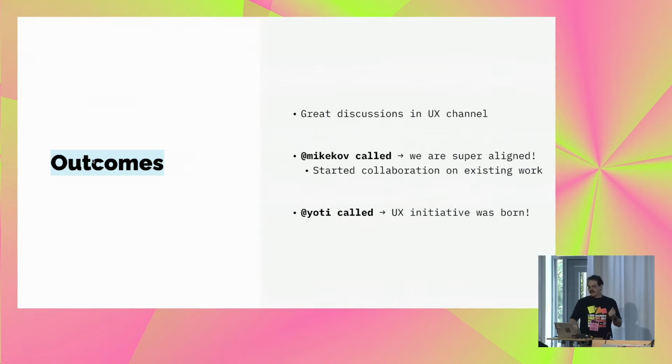And great discussions in the UX channel started. Mike called me. He said, yeah, we're super aligned. In fact, this object properties panel is something I'm working on right now. So we started exchanging. He would show me screenshots of how things were working. I would send him new designs. We iterated on the color picker.